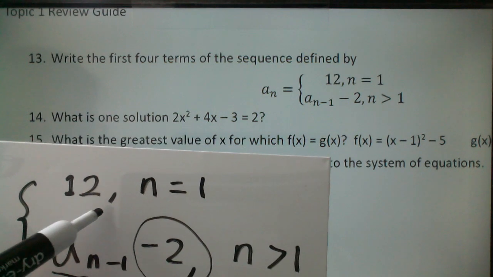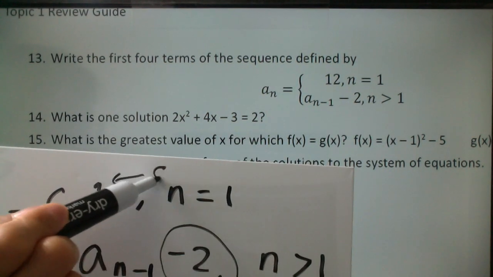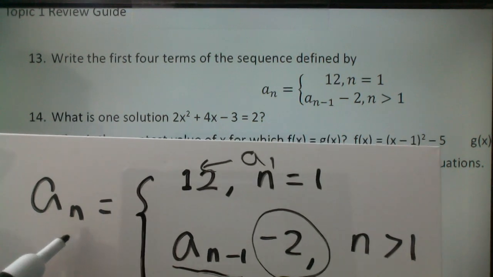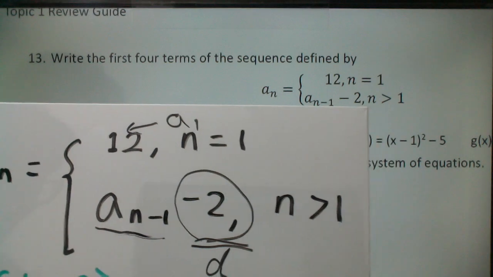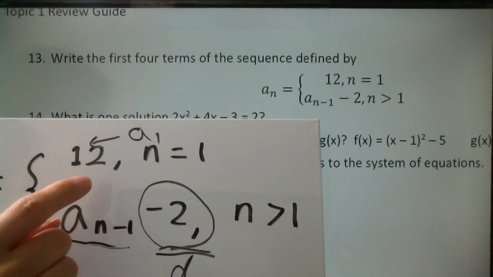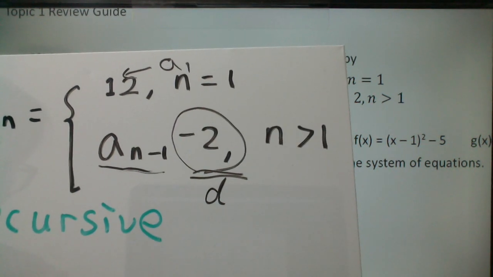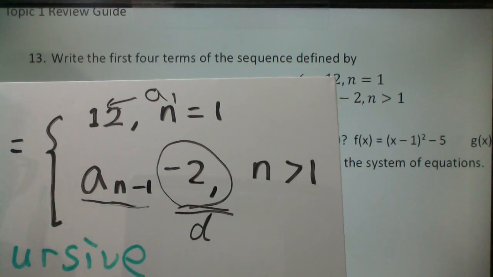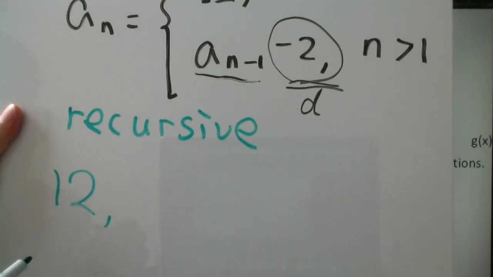Then what does 12 mean? N is 1. It means, oh, this is A1. Look at this, put 1 right here. That's A1. So the book actually makes it really fancy, but it gave you all the answers. A1 is 12, meaning the first term is 12, right? First term is 12. What's the common difference D? -2. So let's find the first 4 terms.